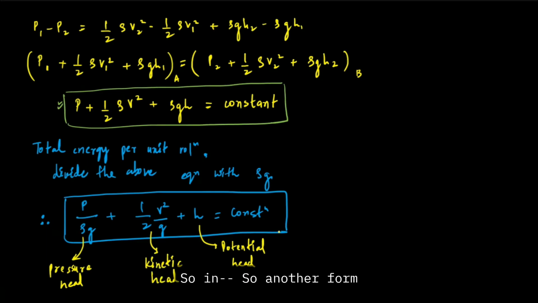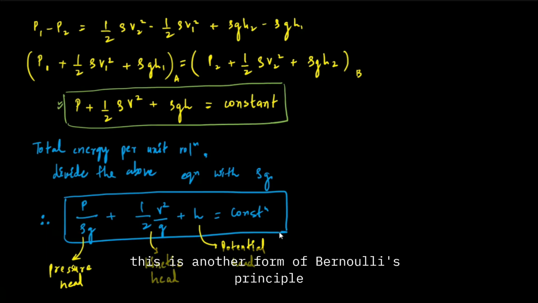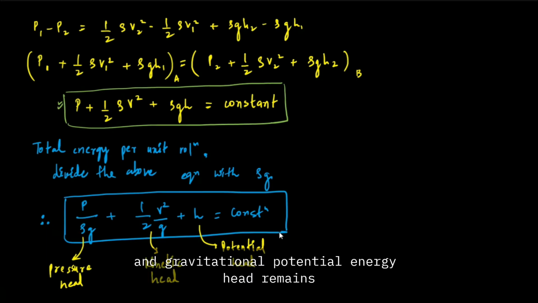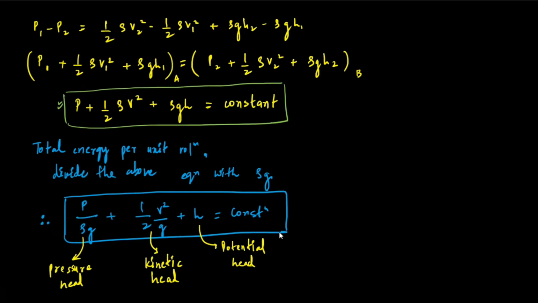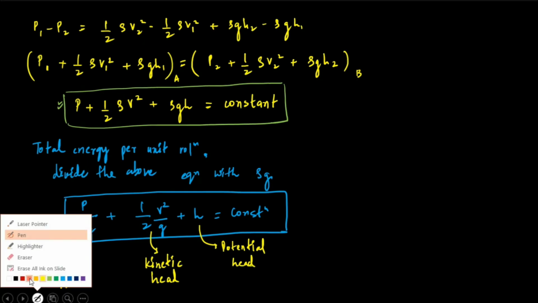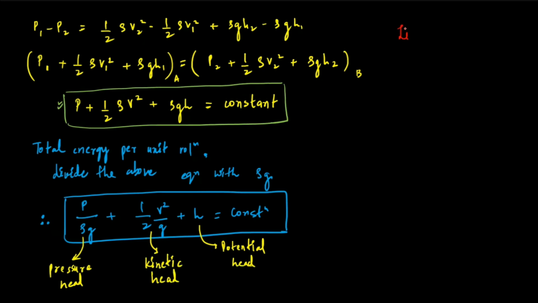So this is another form of Bernoulli's principle, according to which the sum of pressure head, velocity head, and gravitational potential energy head remains constant in the streamlined flow of any ideal fluid. Got it? Now it has a few limitations. Let us quickly talk about the limitations as well.